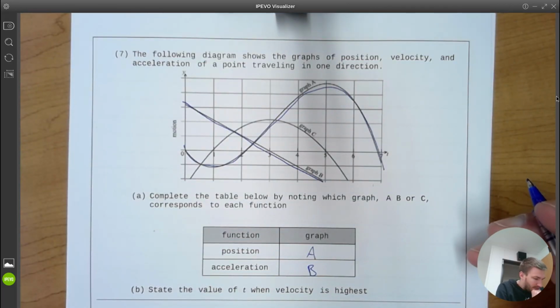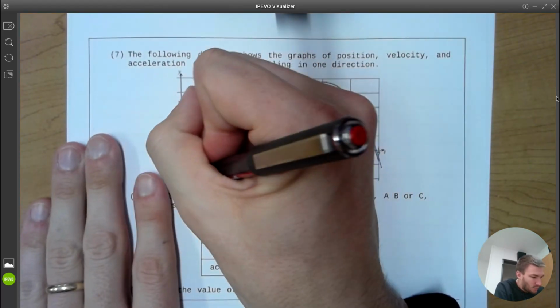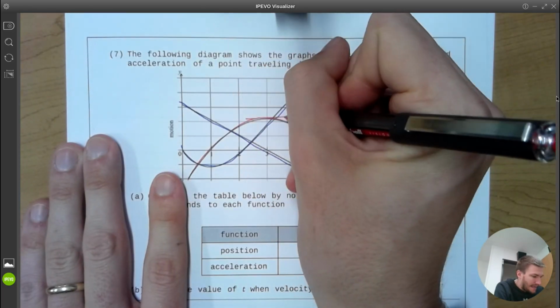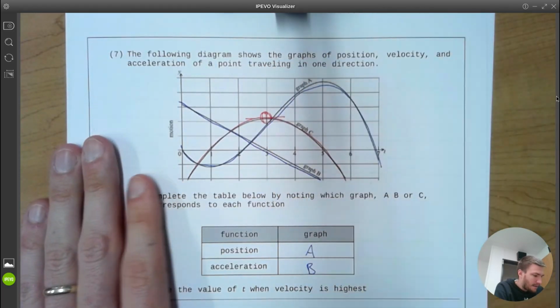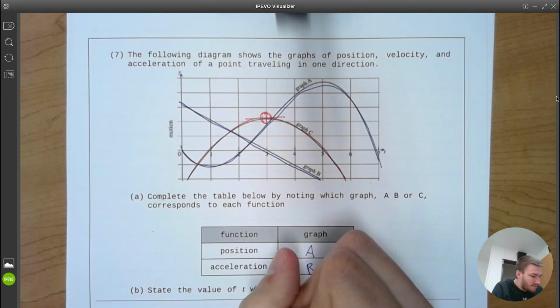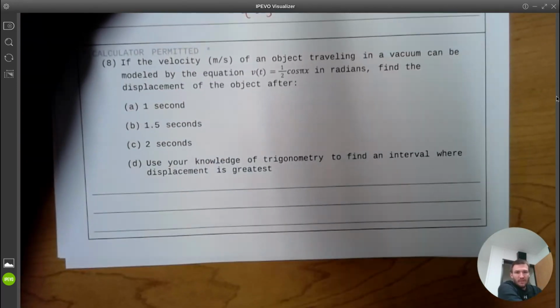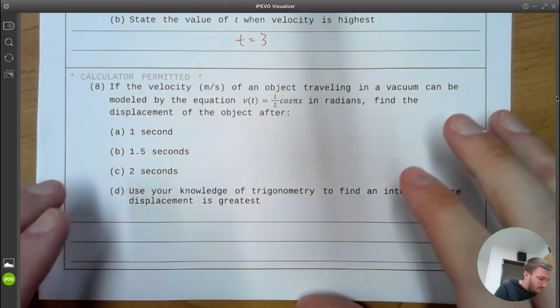State the value of t when velocity is at its highest. Velocity is the one we haven't talked about yet. When is velocity at its peak? At the t value of 3. That was such an easy question. We love that. Calculator permitted.